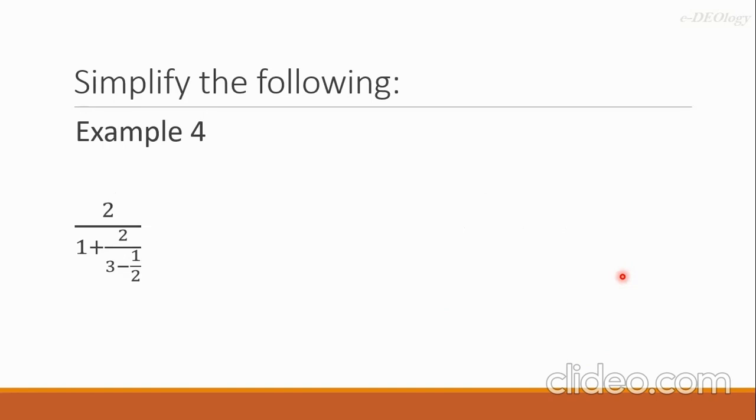Let's have our last example for this video. There is a whole number 2 up here, and at the bottom it's a complexity of fractions. When we have a problem like this, we're going to start the simplification from the bottom going up. So this is 3 minus 1/2. First, we're going to convert the whole number into an equivalent fraction.